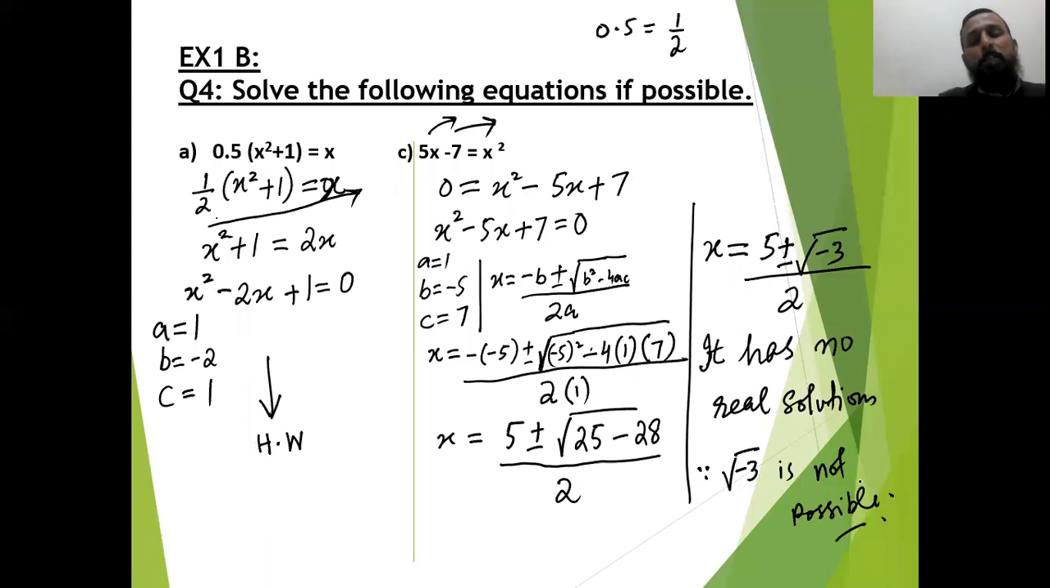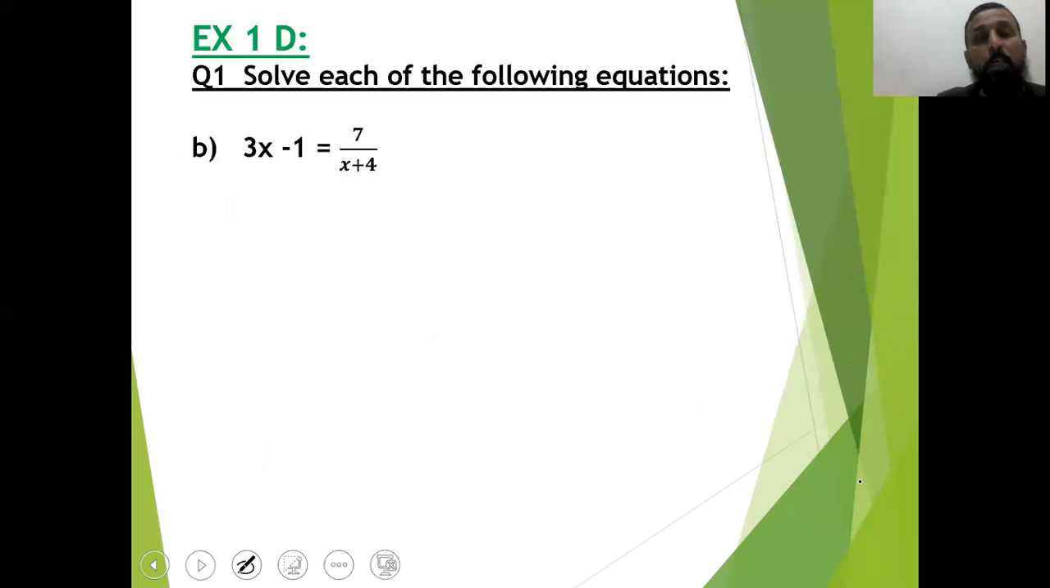All right, boys and girls. So this was another special case. I hope the concept is clear and you have learned this. If you get the value of b square minus 4ac as a negative number, then you're going to write it has no real solution. The solution is not possible. Okay, dear students, so let's move on to the next part.